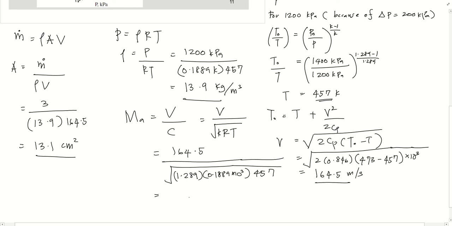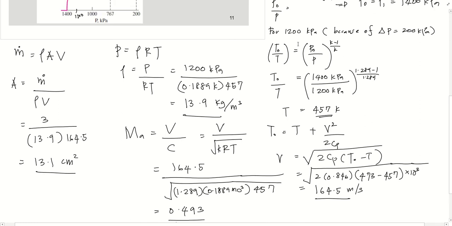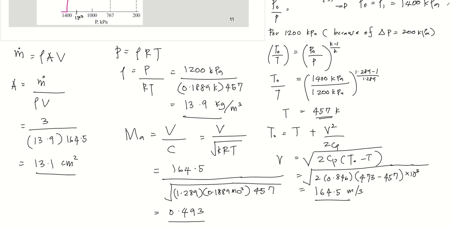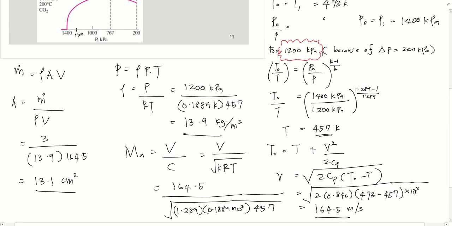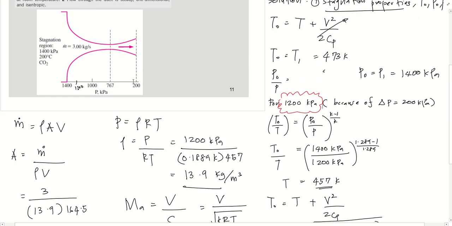Okay, so you will get 0.49493, which is the Mach number. But now this is only for the pressure at 1200 kilopascal. Okay, so this is only for this pressure. Now the question asks you to find all the properties along this nozzle.